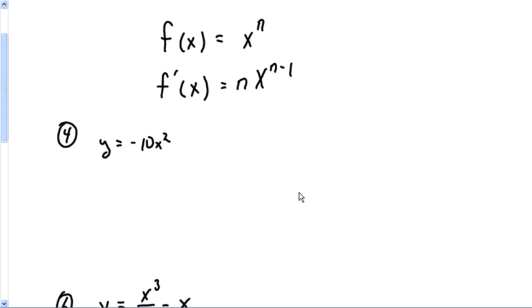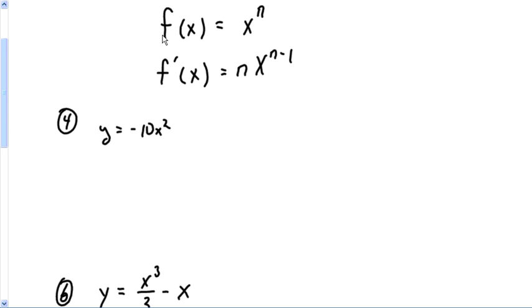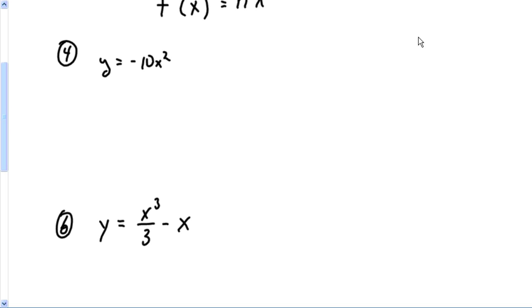I just picked 4 off of it to go through and do. These shouldn't have been too hard for you, but let's see if we can apply this power rule to these formulas. The only thing you're supposed to do is take the first derivative on each one of these. I don't think they ask you to do second derivatives on here. All right, so let's go ahead and do number 4 up here.